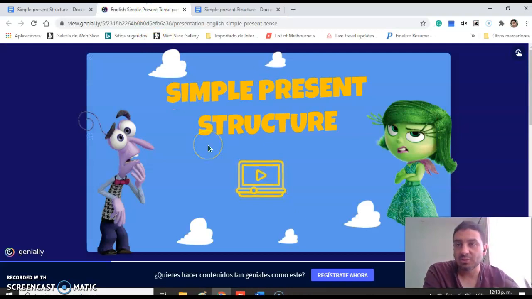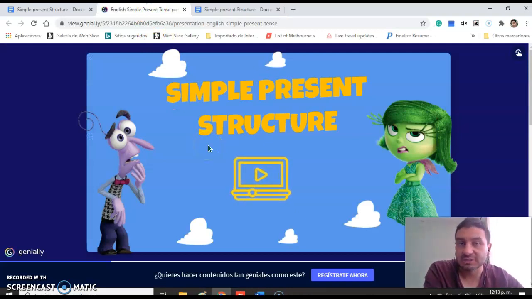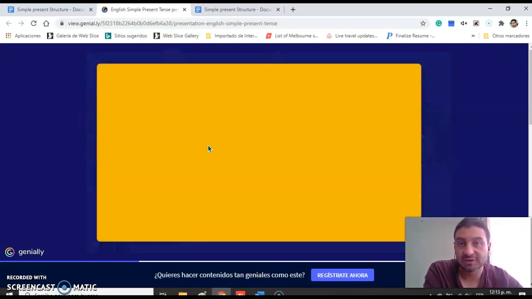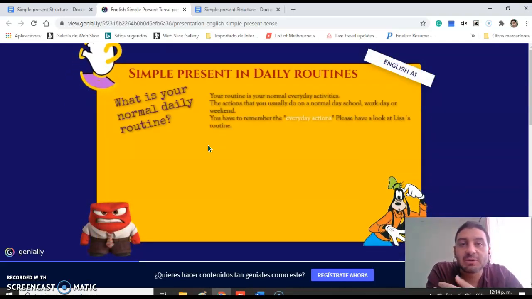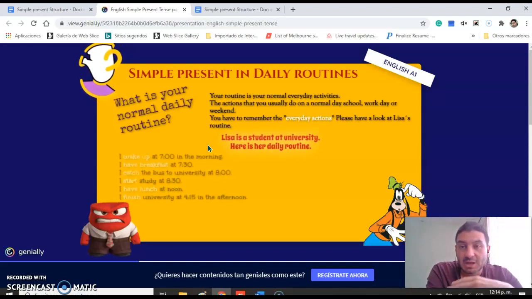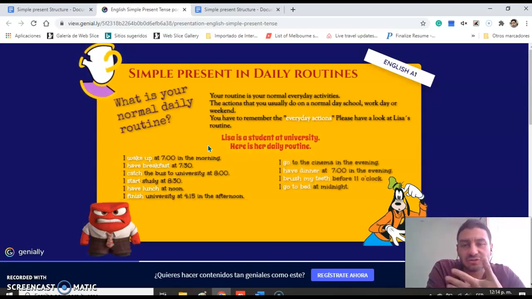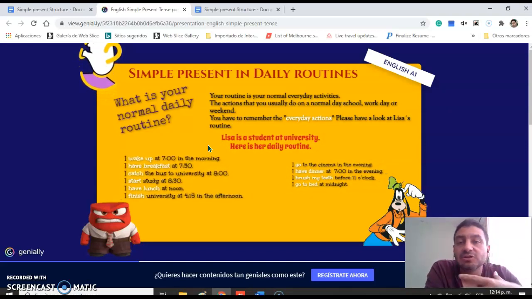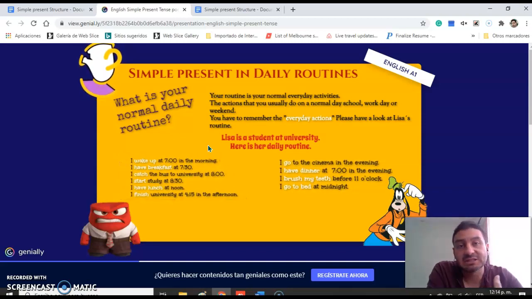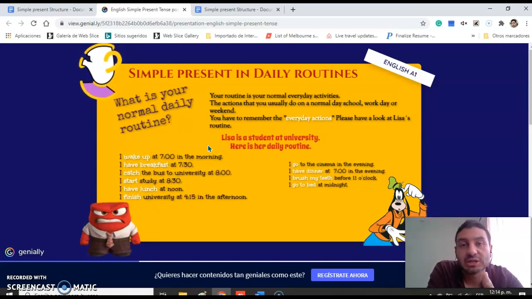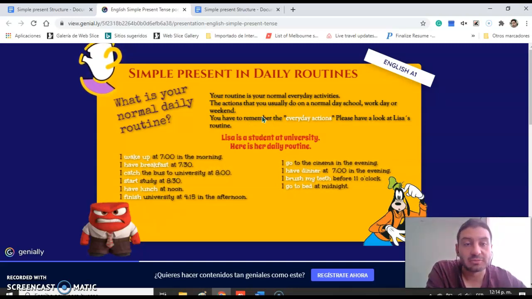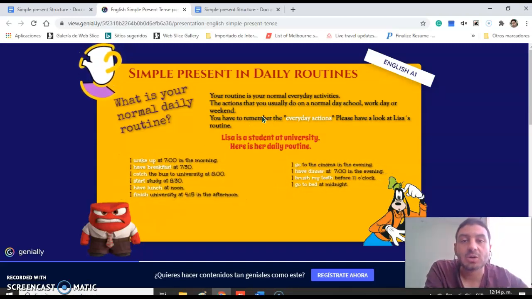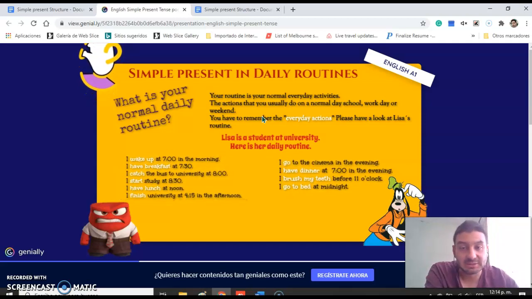Okay, so that was pretty much the explanation of the simple present structure in affirmative, negative, and interrogative. Let's have a look at simple present but in daily routine. What's your daily normal routine? Your routine is your normal everyday activities, the activities that you usually do in a normal day, the actions that you perform on a normal day at work or at home or at the weekend.